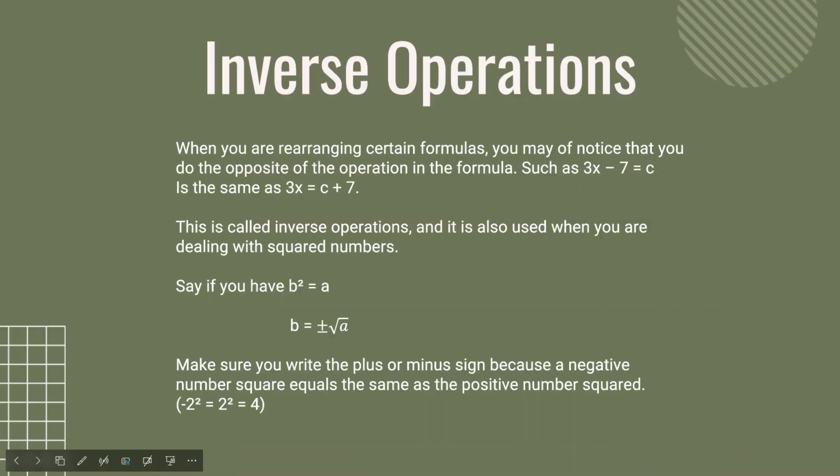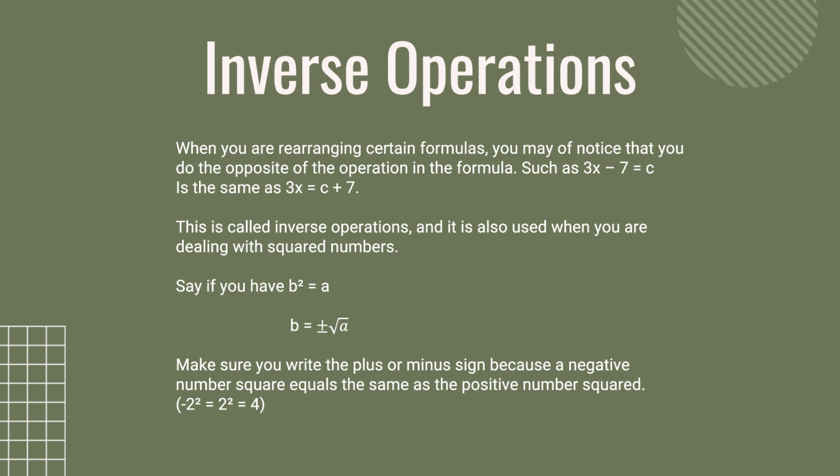Now, let's make sure you understand what inverse operations are. When you are rearranging certain formulas, you may notice that you do the opposite of the operation in the formula, such as 3x minus 7 equals c is the same as 3x equals c plus 7. This is called inverse operations, and it's also used when dealing with square numbers. Say, if you have b squared equals a, b equals plus or minus the square root of a.